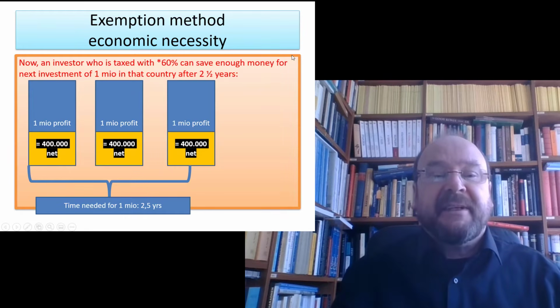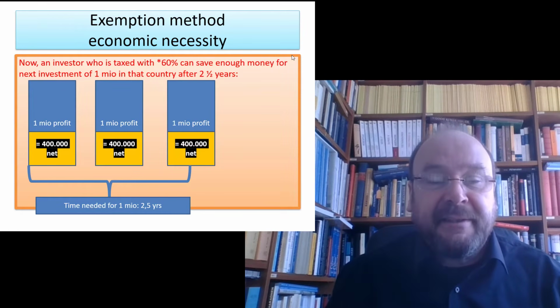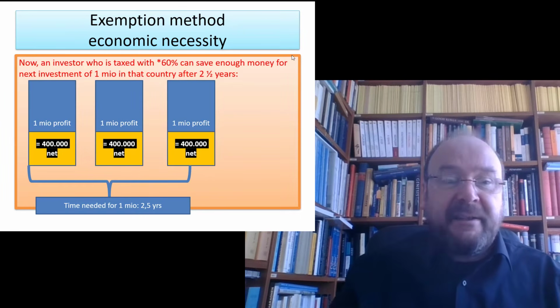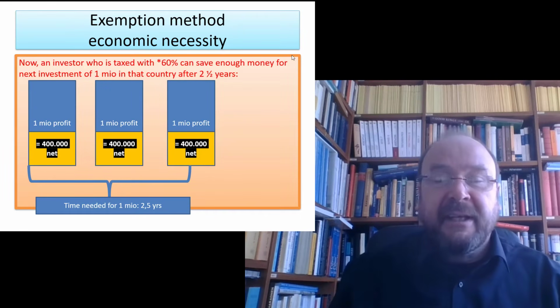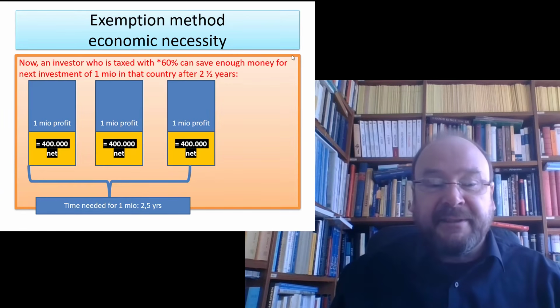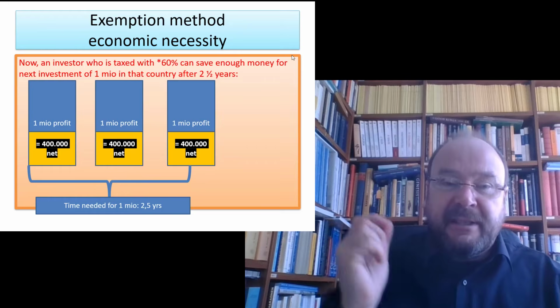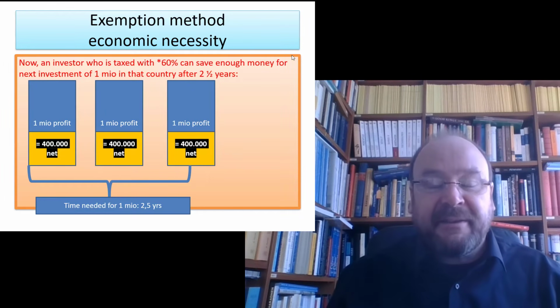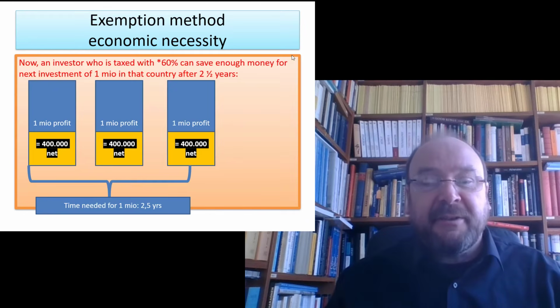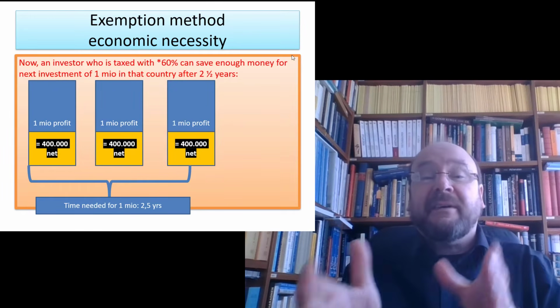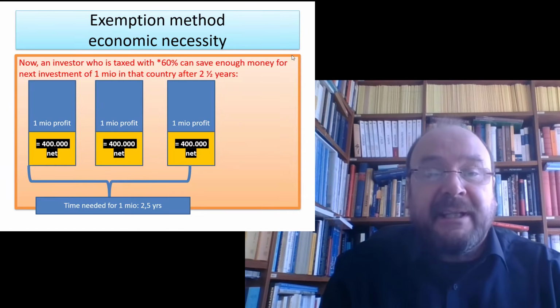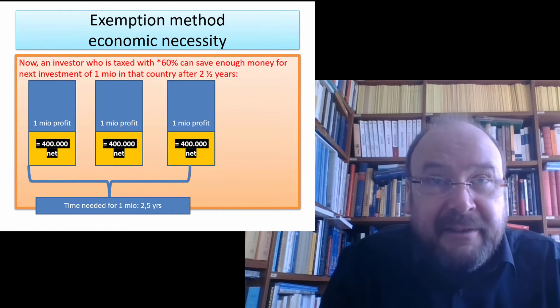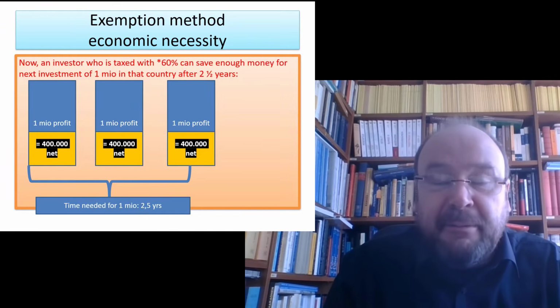So imagine my investor is now taxed under the credit method with 60%. Then what happens is, in the first year, you have a profit of 1 million. The net amount remaining is 400,000. You save up that money. Next year, 1 million profit, 400,000 net are remaining. 1 million again, 400,000 net in the third year. After 2.5 years, you have 1 million net amount, and you directly reinvest it for, let's say, the second factory or the second gold mine or the second profitable machine, whatever that investment was, where you invested the first million.